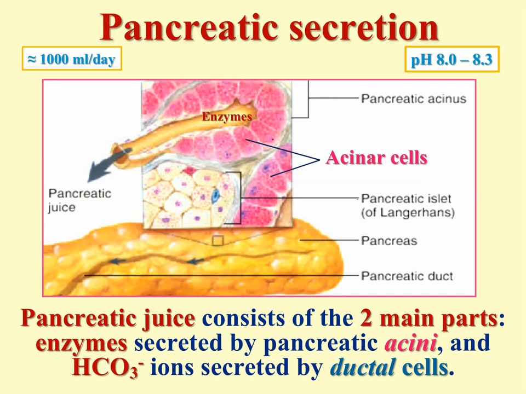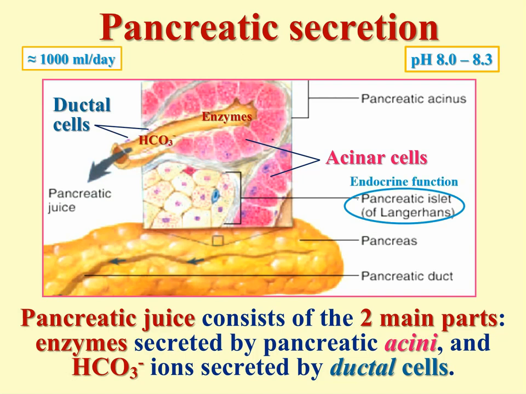Then HCO3- ions, as well as most of the fluid, water, are secreted by the ductal cells that simply surround the ducts. And as you remember, inside the generally exocrine pancreatic gland, there are numerous pancreatic islets of Langerhans. These are pieces of endocrine tissue inside the exocrine gland. And as you remember about their endocrine function, they produce insulin, glucagon, and somatostatin.